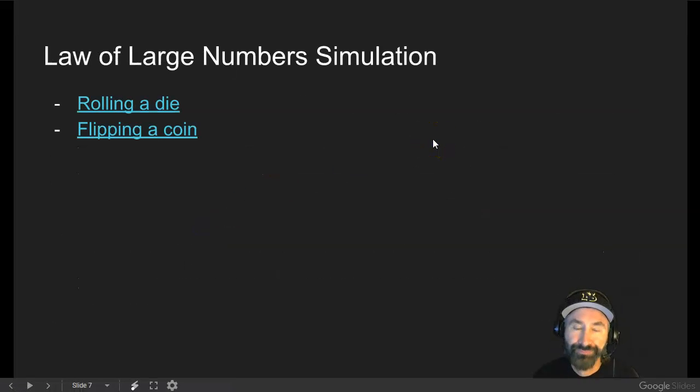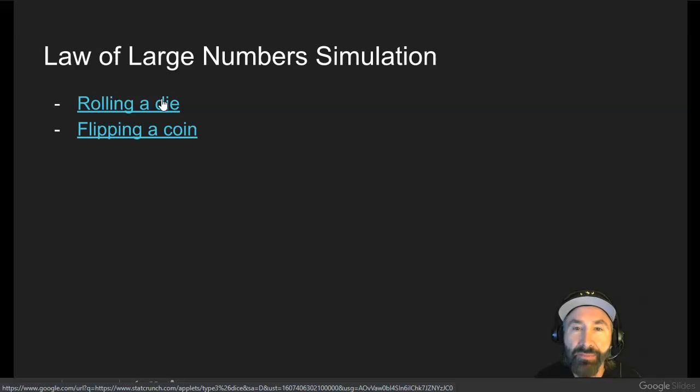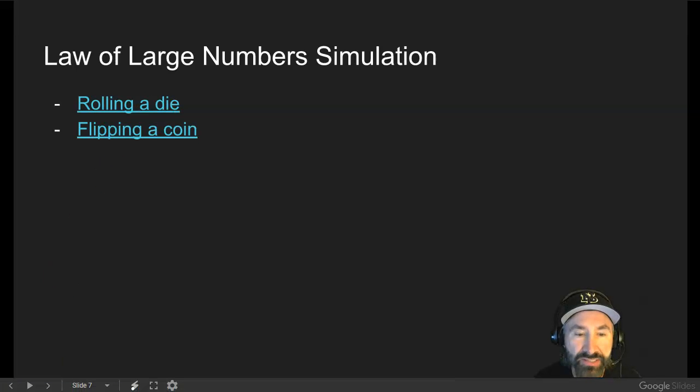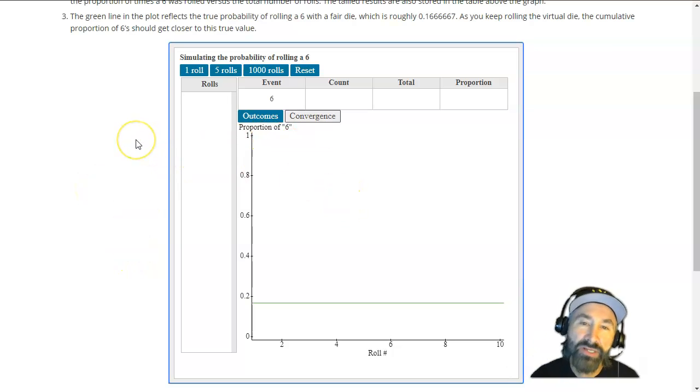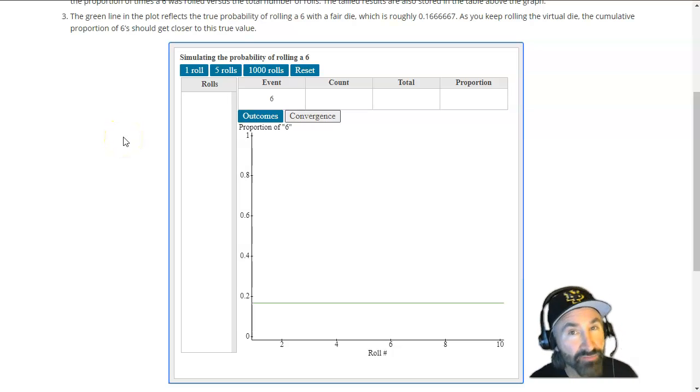Okay, so let's take a quick look. I've got a couple simulations for the law of large numbers. We'll take a look at the rolling the die one. Let me make sure it's a blank slate. Okay, so speaking of rolling a die, we're going to simulate the probability of rolling a 6, which is there's 1 6 on a die, and there's 5 other sides. So we should expect to get a 6 about 1/6 of the time.